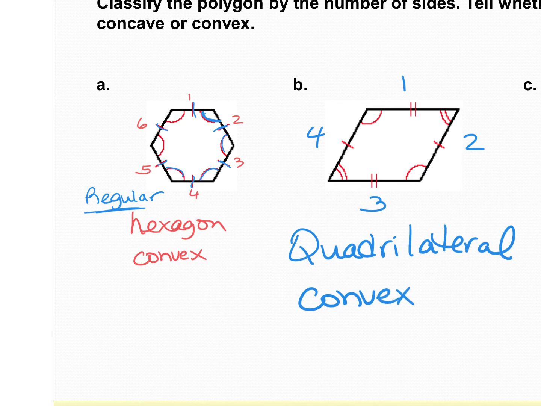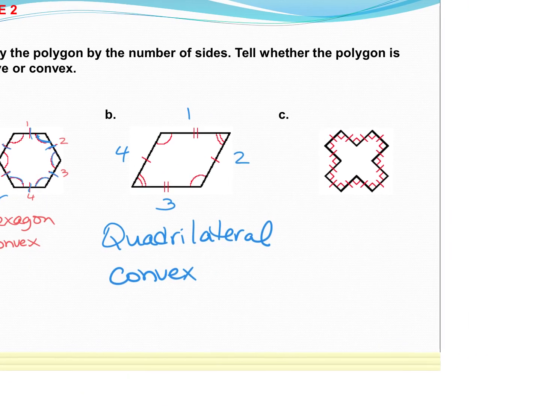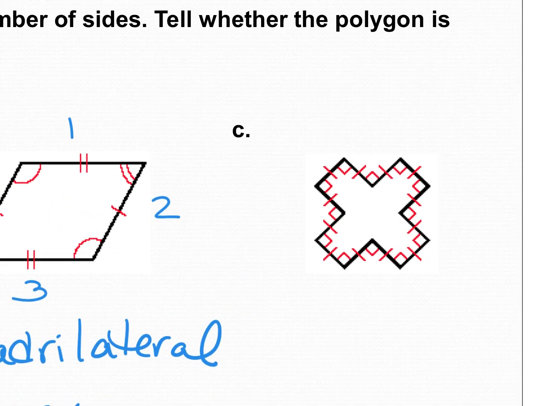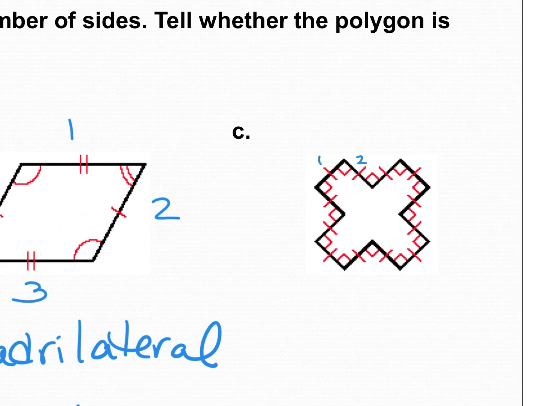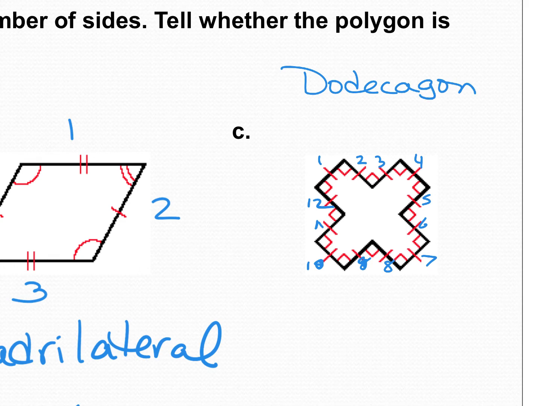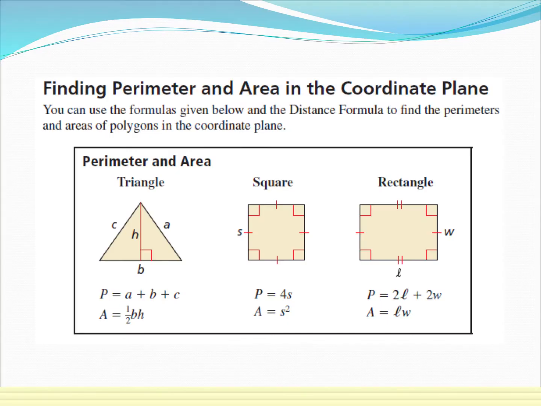Beautiful. And then the last one, we're going to count up all these sides. There's a bunch. So 1, 2, 3, 4, 5, 6, 7, 8, 9, 10, 11, 12. What is the 12-sided figure called? Dodecagon. And is this concave or convex? Concave. You guys got this. All right. So again, if you just drew the line on top of this, see how it goes into the inside. Perfect.